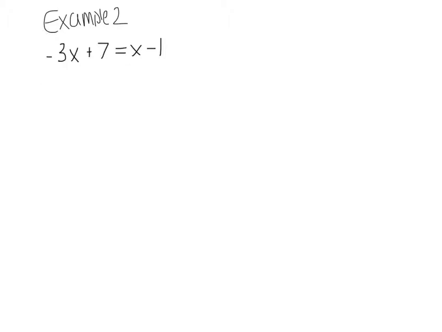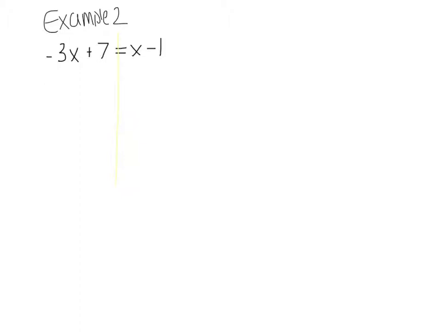Example number 2 says negative 3x plus 7 equals x minus 1. Again, I like to start by drawing in my center line here just to remind myself that I'm splitting the left side from the right side. Alright, and my goal here again, always get my x's on one side of the mat and positive, and everything else on the other side of the mat.